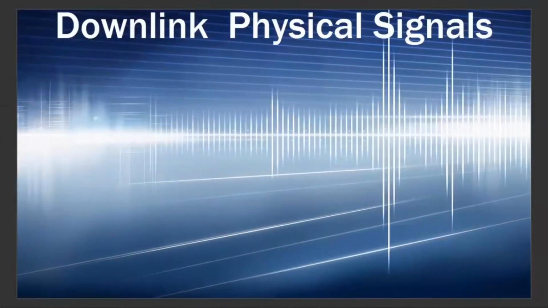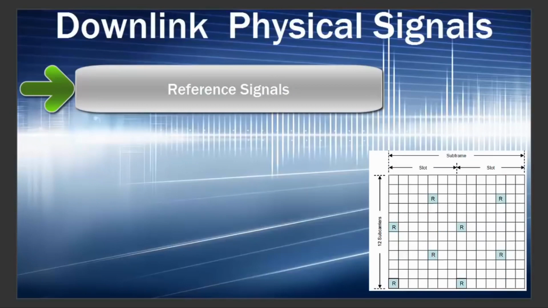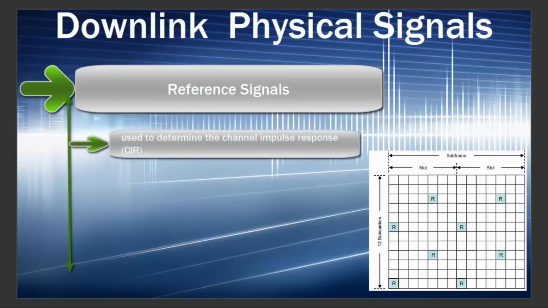Next thing to discuss in downlink are physical channels and physical signals. In this video, I will not discuss physical channels because it is a very big topic. I will cover this topic in a separate video. So now let's discuss physical signals. Downlink physical signals do not convey information to or from higher layers. There are 2 types of physical signals in downlink. First is reference signals. Reference signals are used to determine the channel impulse response, or we denote it by CIR.